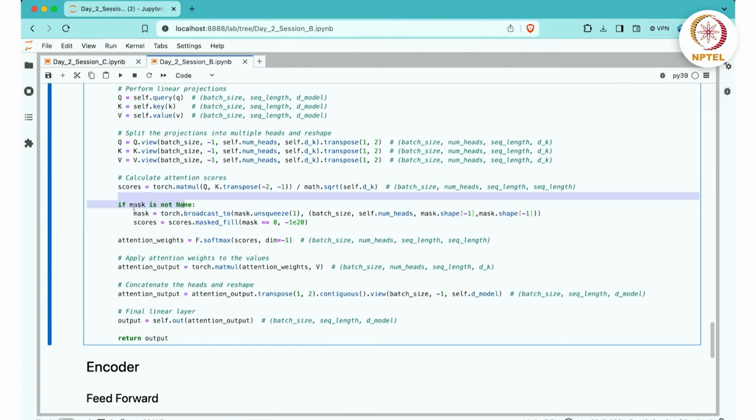Whatever needs to be masked, here I just reshape the entire mask variable so it can be broadcast with this matrix, and then we do a masked fill: wherever the mask is equal to 0, just fill it with minus infinity, and this when passed through the softmax would eventually lead to zeros.